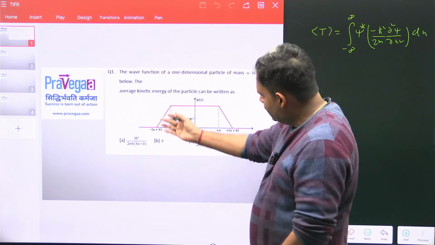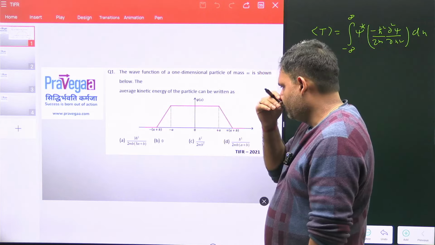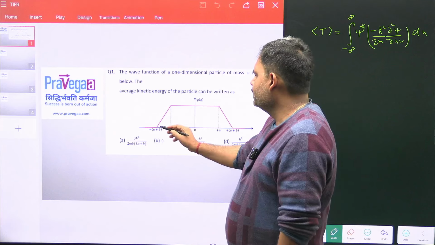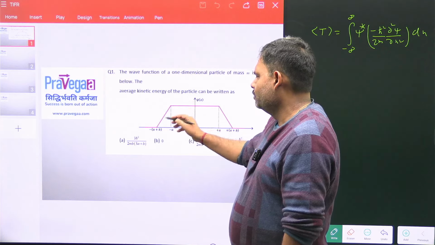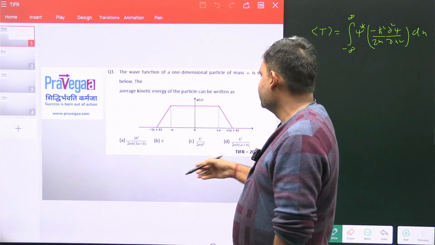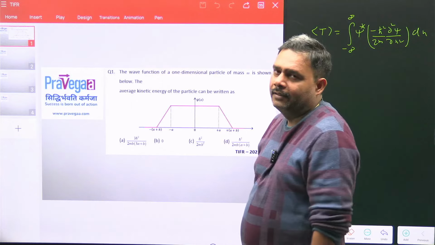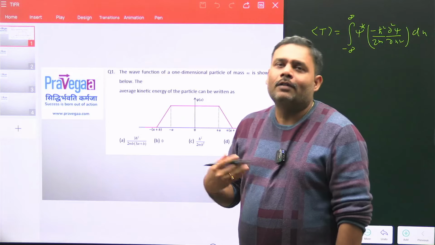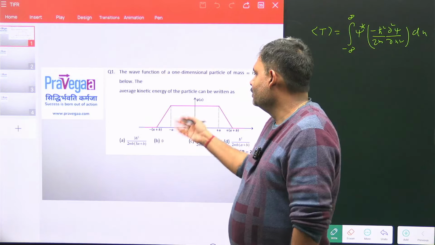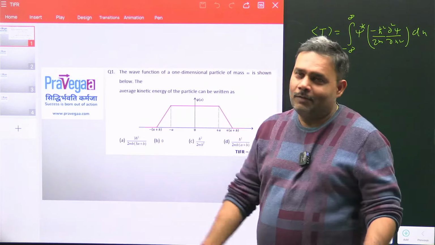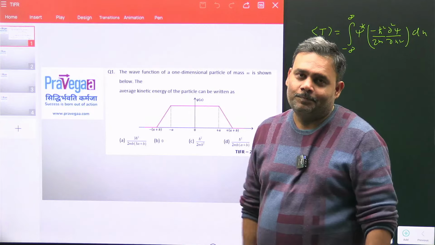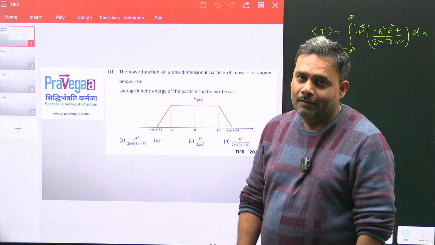And once you see this particular picture, what will happen? You will see this is just a straight line, psi x is proportional to x here. Here also psi x is proportional to x, and here psi x is constant. If you go for the double derivative, then this part is 0, this part is 0, this part is 0, and you will get the answer 0, which is absolutely wrong.